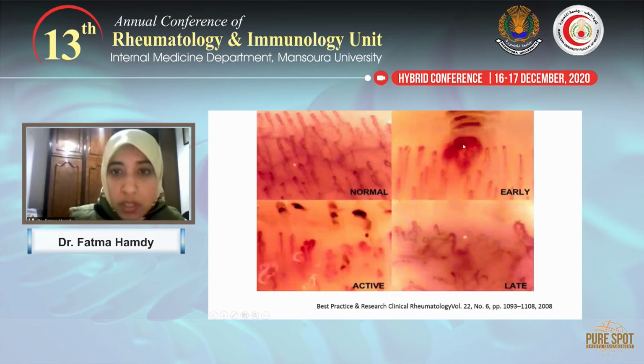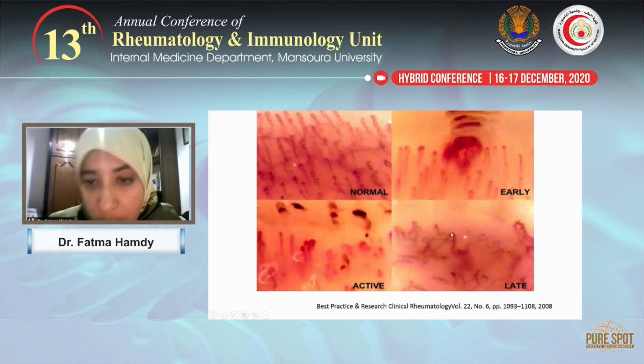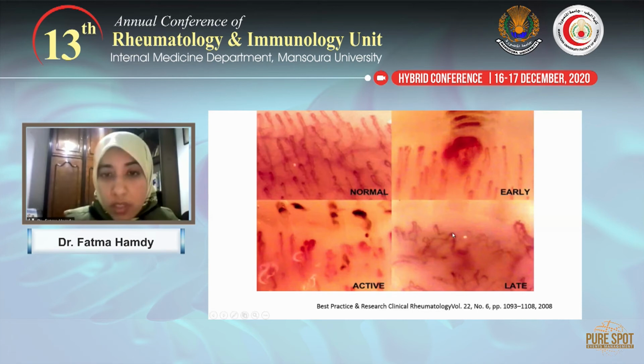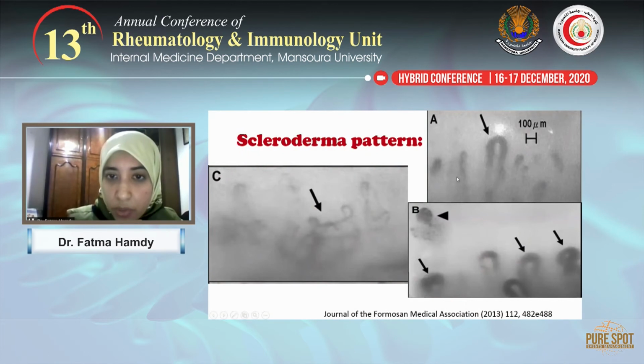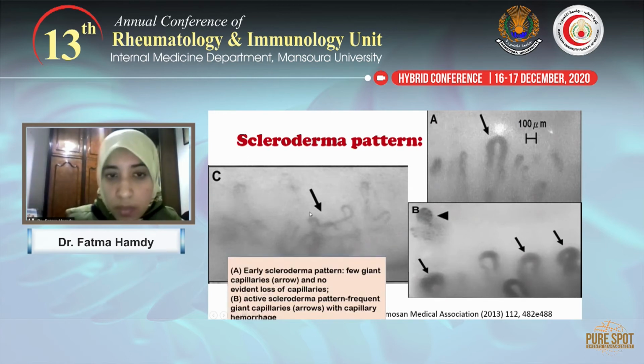Also the same, this is a normal capillaroscopy. This is early scleroderma pattern with preserved architecture. Here, the active scleroderma pattern with the giant capillaries and with the hemorrhage. Here you can find the late scleroderma pattern, in which there is loss of capillaries and new angiogenesis. The same we have here: early scleroderma pattern, this is active scleroderma pattern, and this is late scleroderma pattern with capillary loss and new angiogenesis.